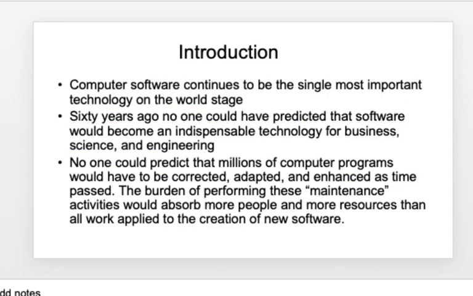So we might note that computer software continues to be the single most important technology in the world. 60 years ago, no one would have imagined or even predicted that software would become such an indispensable technology for all kinds of applications. Basically, we are correcting, adapting, and enhancing the software, and this is called the maintenance activity. And maintenance activity basically absorbs more people and resources than any other work applied in the creation of the software.